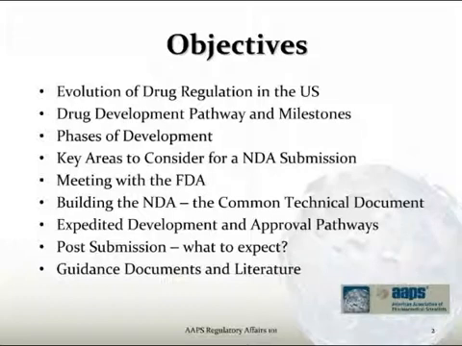So we will review the CTD structure and how the data is organized in the NDA dossier. We will then also take a look at some of the expedited development and approval pathways that are available for the NDA. And finally, after the submission, what happens? What can we expect? What is the typical process that the FDA follows during the review of the NDA?